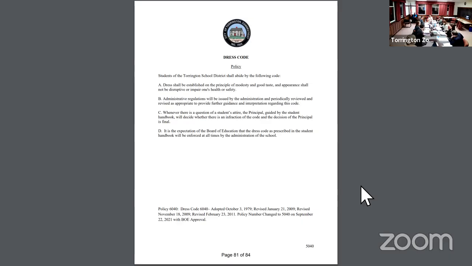So what are we doing here? We're going to add letter E. The suggestion is to add letter E, that any expectation changes will come to the Board of Ed for approval. Okay, do we need to vote on that? We don't vote in subcommittees. If we want to move it to the full board. And is there anything else you would like to add?